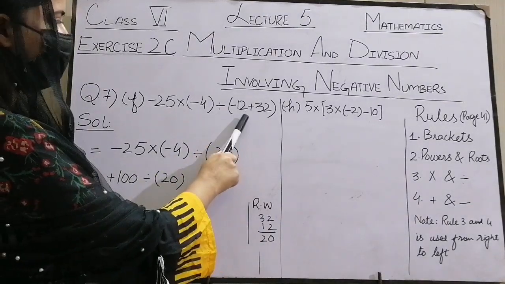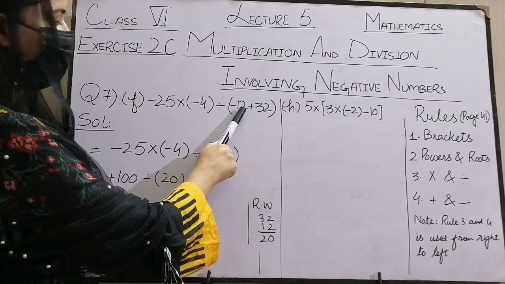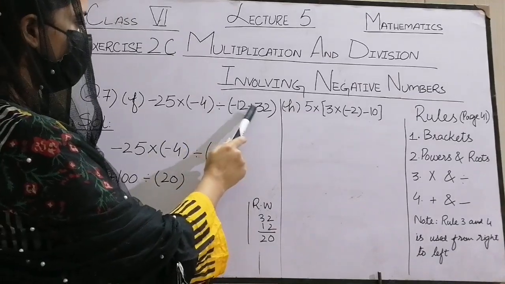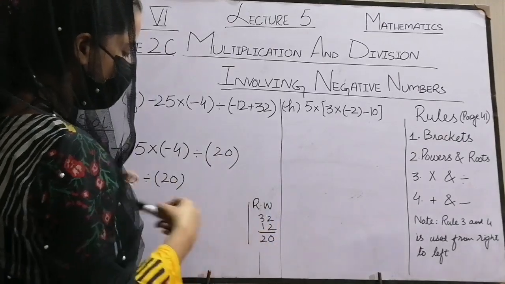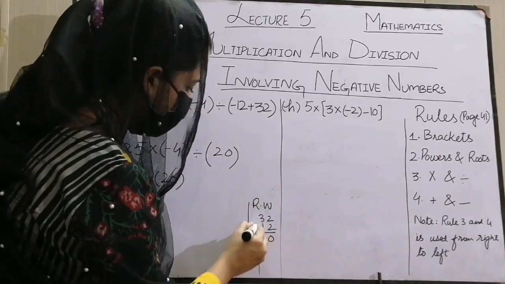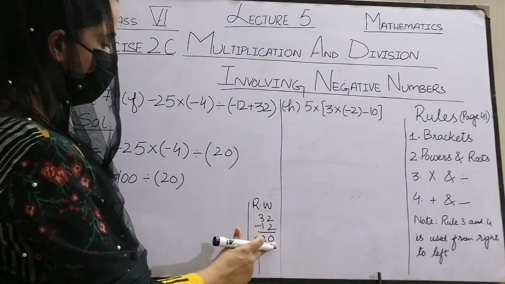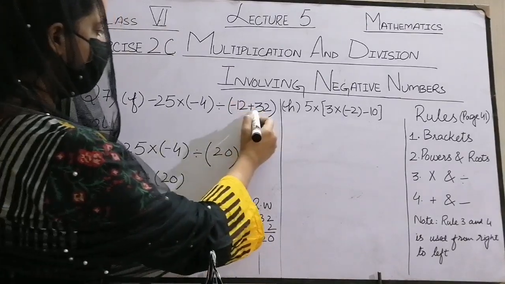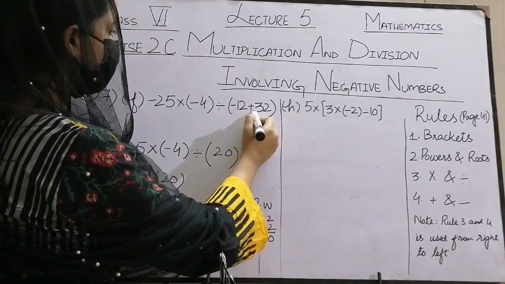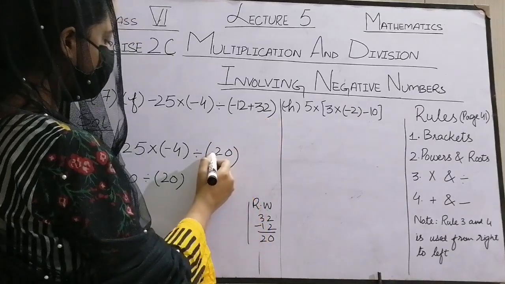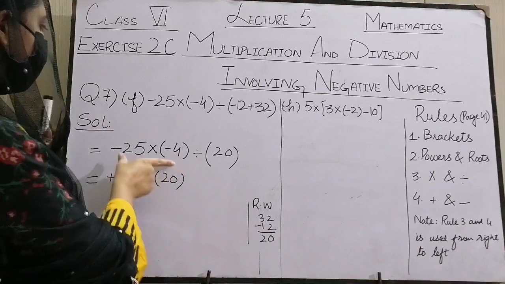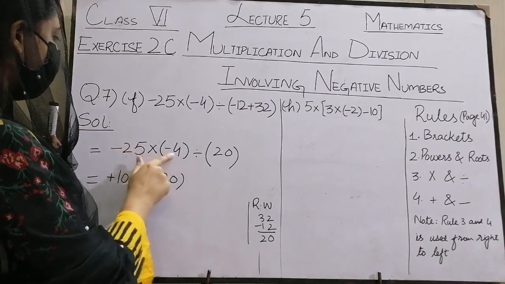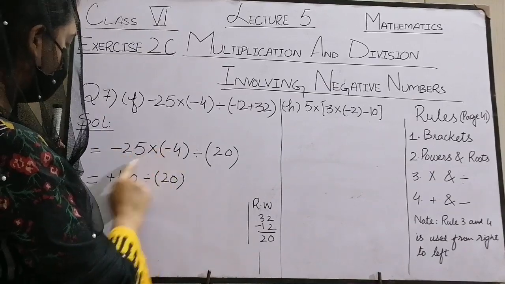First step is to solve the brackets. The innermost bracket first. These two numbers have different signs with them, so you have to subtract these numbers. You can subtract them in rough work. 32 minus 12 is 20. 32 is the bigger number. It has positive sign, so answer would be positive. Now, you have to multiply these. 25 into 4 is 100. Minus plus.